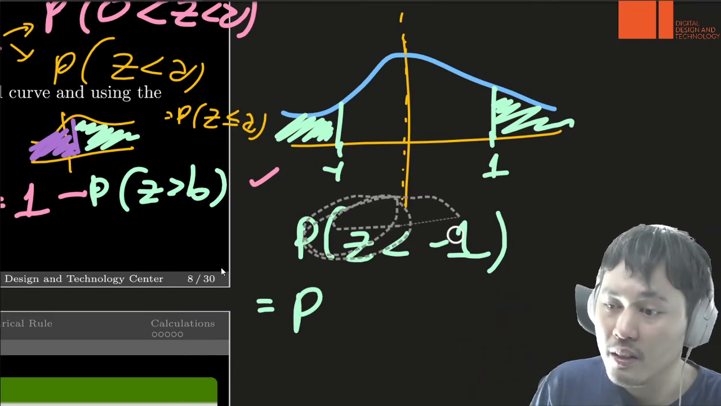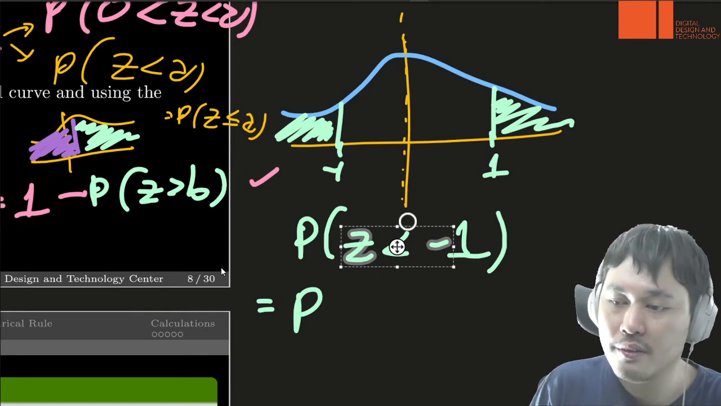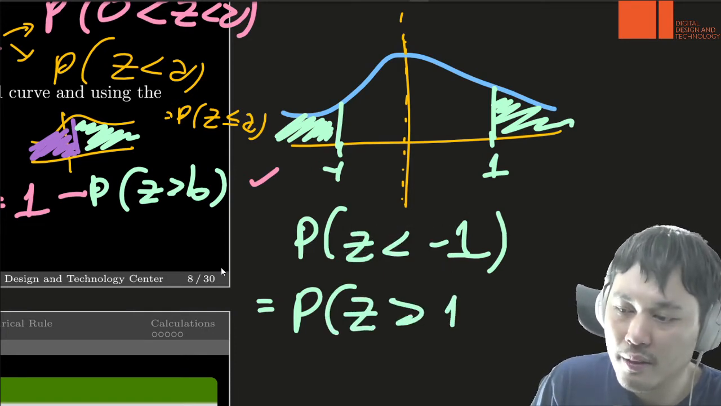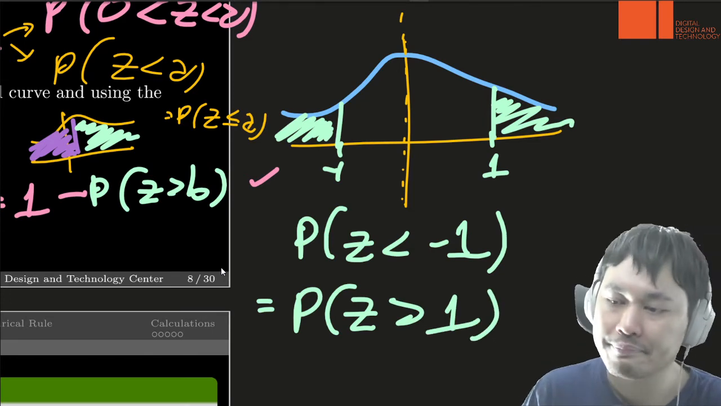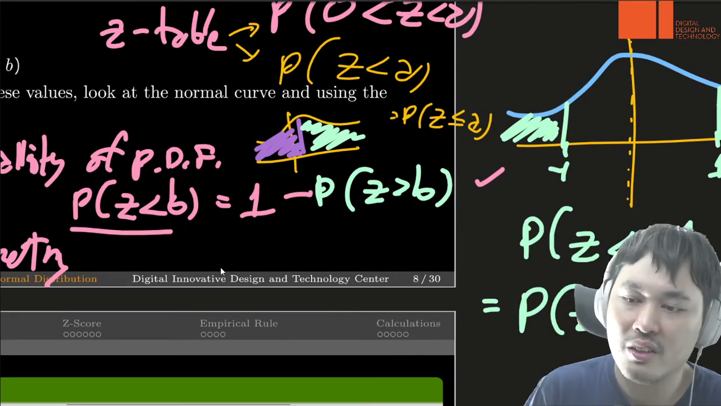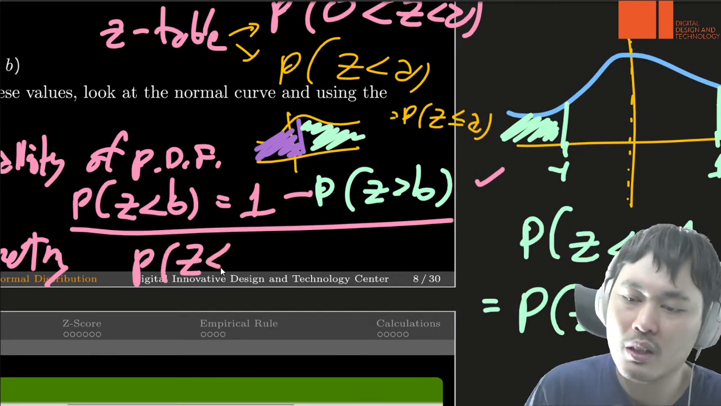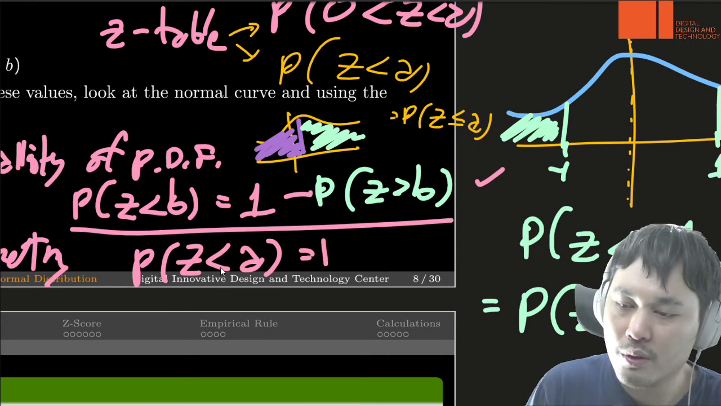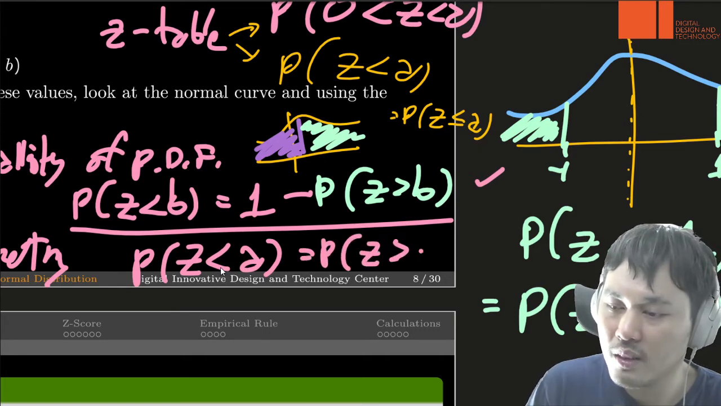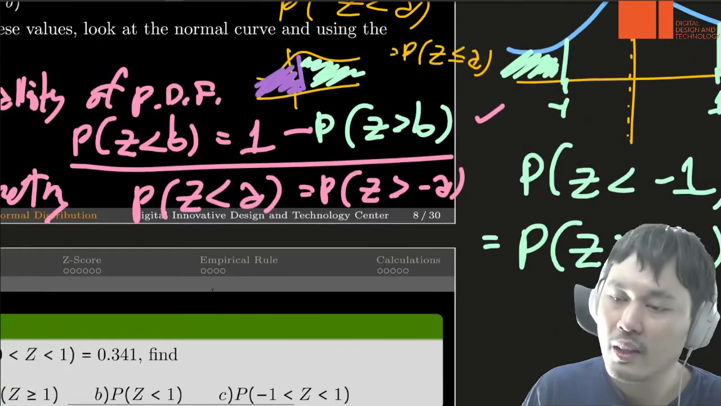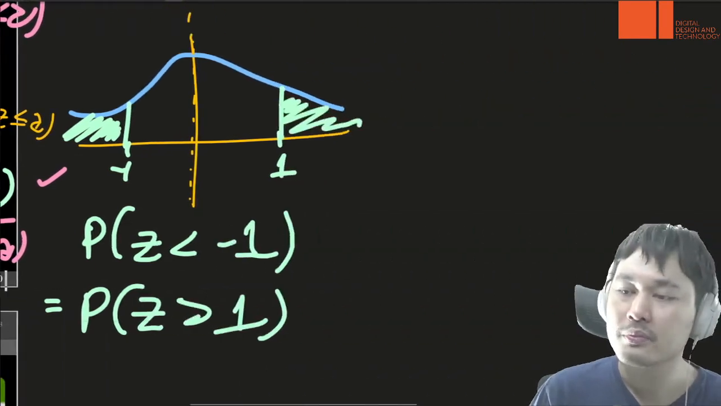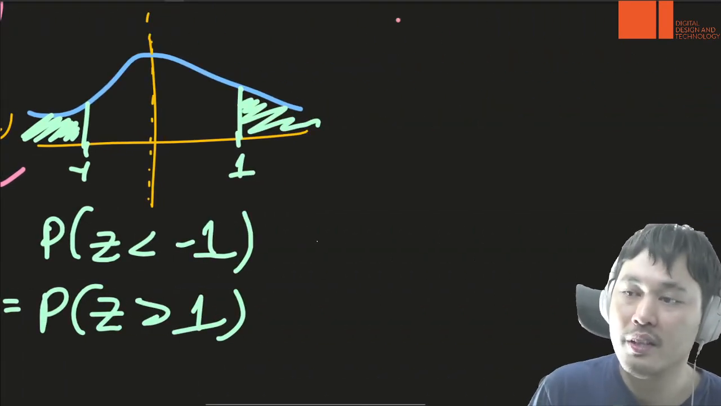That means the area here, the probability that z is less than minus 1, is equal to the probability that z is greater than 1. And then we can easily change those values from 1 to any value. So the probability z is less than a equals the probability z is greater than minus a. And here a doesn't have to be negative or positive. Here I'm showing you the case when a is negative.